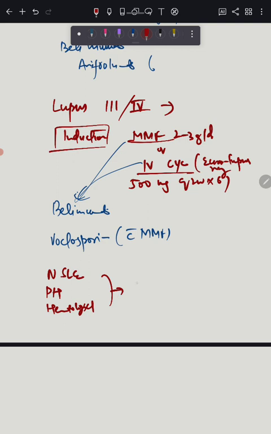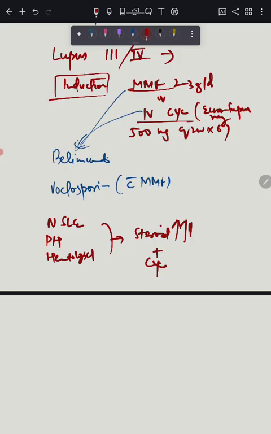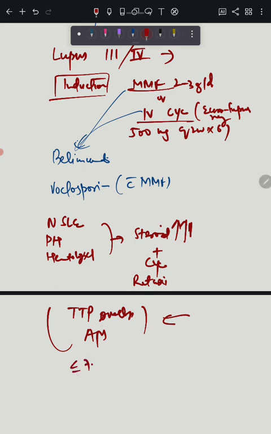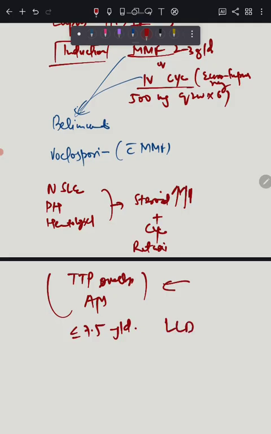You have to give high dose steroids, so you have to increase the dose of steroids, plus you can give cyclophosphamide. And if their disease is refractory, then you can treat with rituximab. And in selected life-threatening scenarios, for example TTP overlap or catastrophic APLA syndrome, then you can do plasma exchange. So you have to always plan to wean steroids quickly to less than or equal to 7.5 milligrams per day and maintain this remission or LLDAS state.